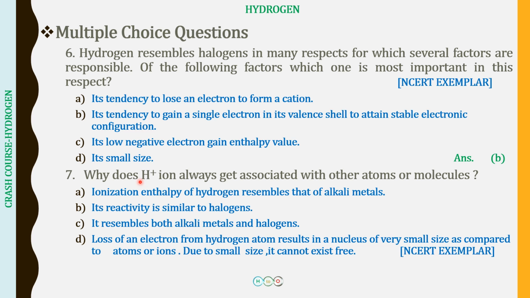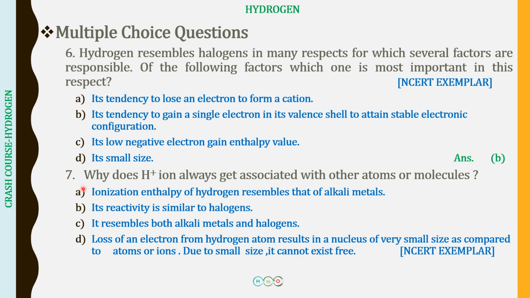So the general formula for the aqueous state of H positive will be H positive (H2O)n. When n is 1, it is going to be H positive H2O, which if you combine together, you will get H3O positive, which we call the hydronium ion. But it can exist as H positive with H2O twice, thrice, four times, and so on. So it is always associated with some other atom or molecules, and this is because of its small size that it cannot exist free.